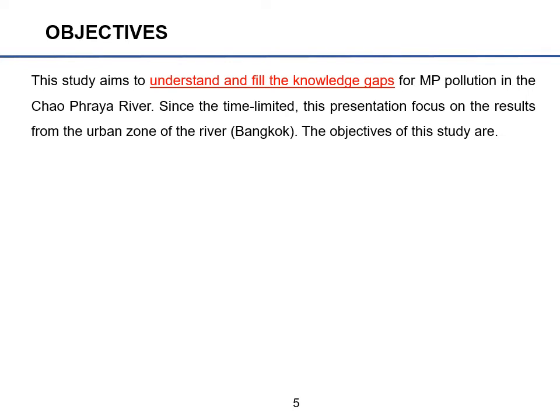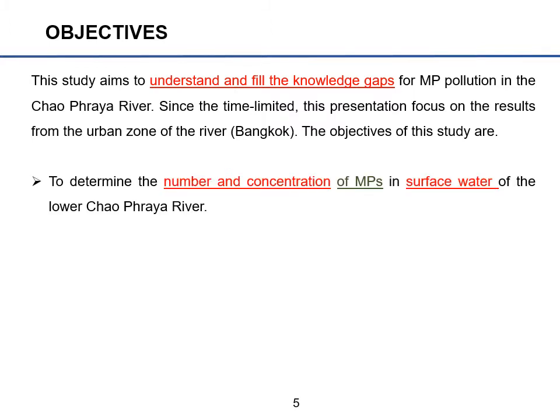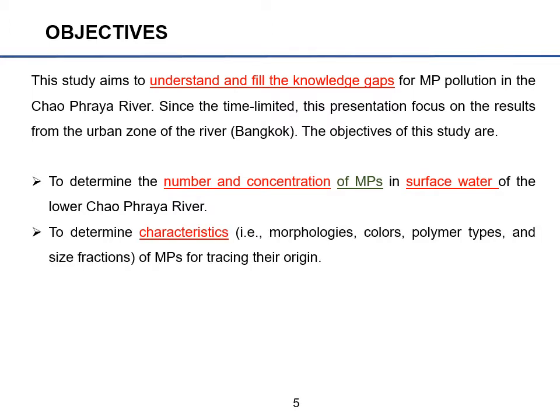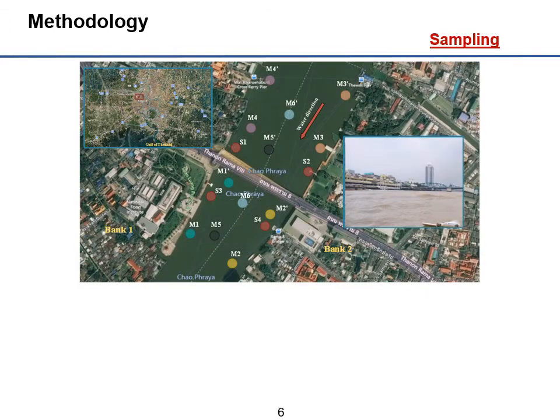With the above situation, this study aims to understand and fill the knowledge gap on microplastic pollution in the Chao Phraya River. The objectives of this study are to determine the number and the concentration of microplastics in the surface water of the lower Chao Phraya River and Bangkok area, and to determine the characteristics, that means the morphology, the color, the polymer type, and the size of the microplastics, for tracing their origins.